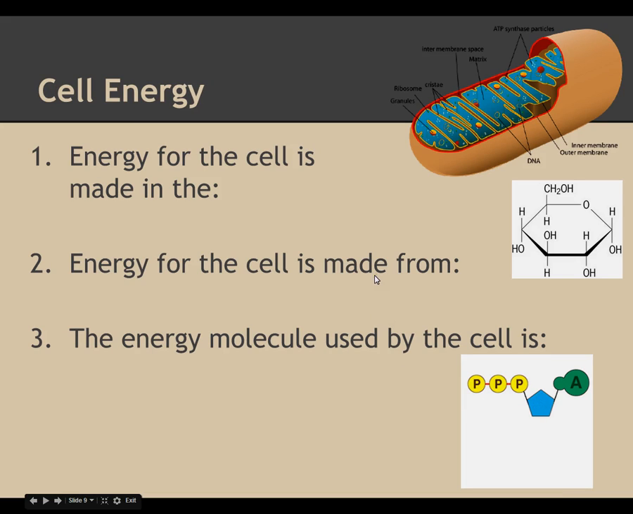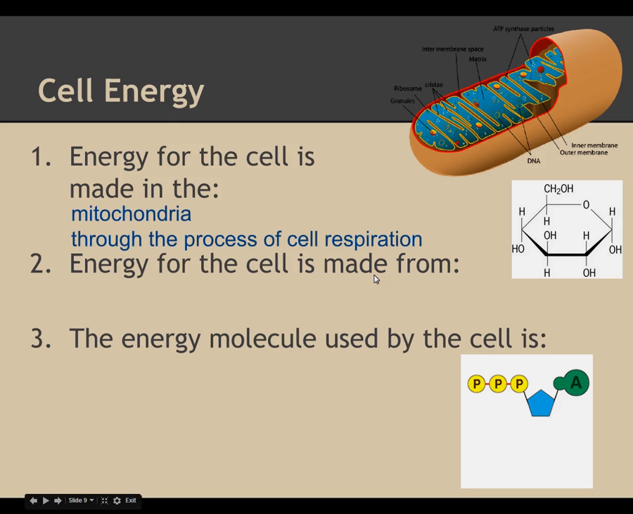So let's talk about that energy that's required for active transport. We've talked a little bit about it in the past. Energy for the cell is made where? Yep, the mitochondria. This process that happens in the mitochondria is called cell respiration. And I know you guys are excited because we have a whole chapter on cell respiration. It's actually after this one.